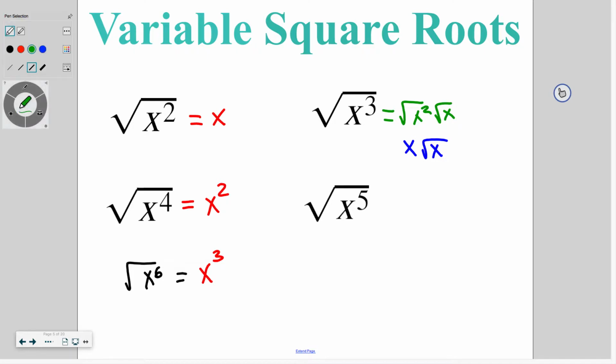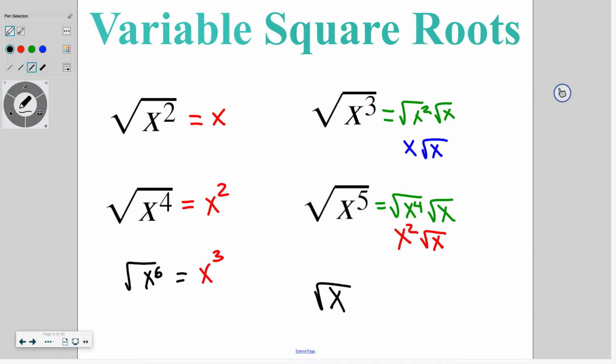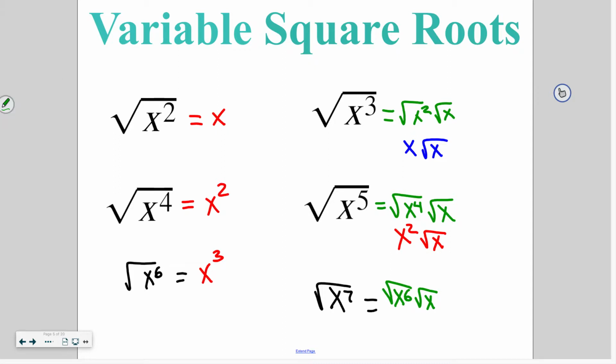Same thing would apply with the next one. I can split it into the square root of x to the fourth, so the closest even number, and the square root of x. Taking the square root of x to the fourth gives me x squared, and I can't take the square root of that x value. Same thing would work if I went up to the square root of x to the seventh. I would split it up into that close square root, which is x to the sixth and x, so splitting our 7 x's into the two pieces.